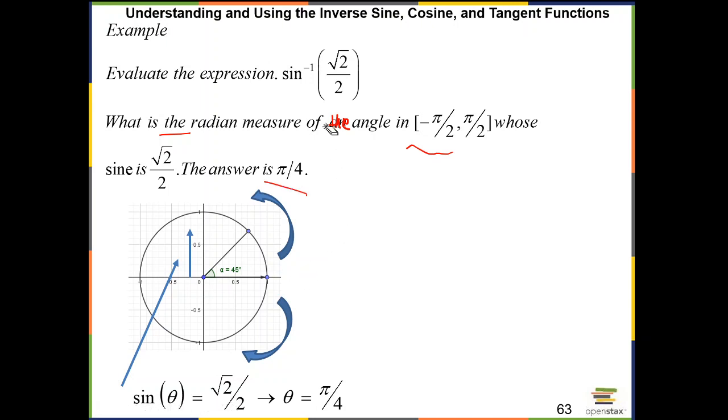It's okay if you say "an angle," but that doesn't make much of a difference because we know there is only one angle. And the answer is pi over 4 because we know that sine of pi over 4 is square root of 2 over 2.